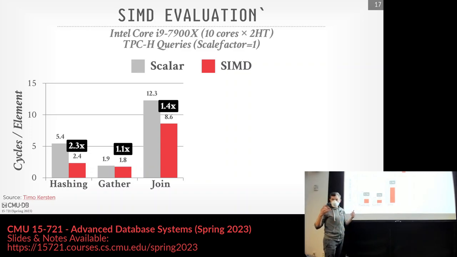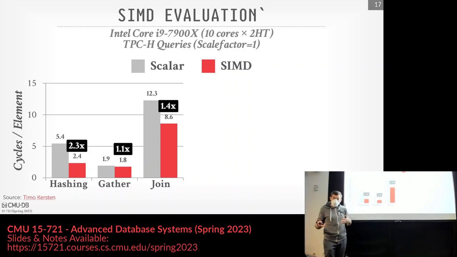You don't get the 100x stuff or the 4x stuff that we talked about before, but just for hashing, 2.3x is pretty significant. Again, this is a primitive we're going to execute a lot. Gathers improve a little less, and then the join itself is 1.4x.